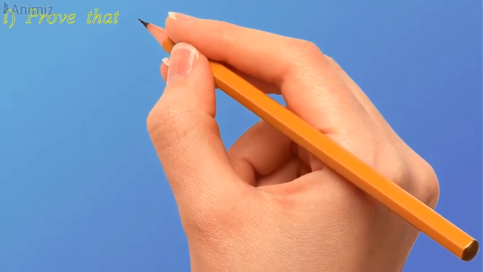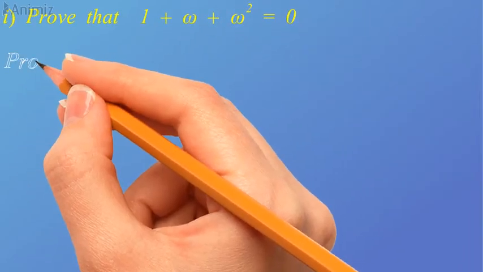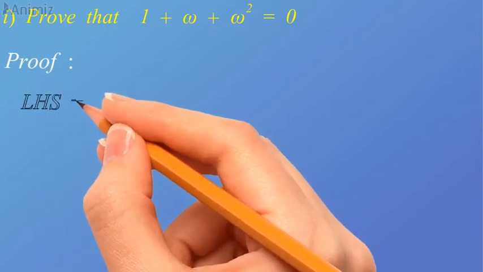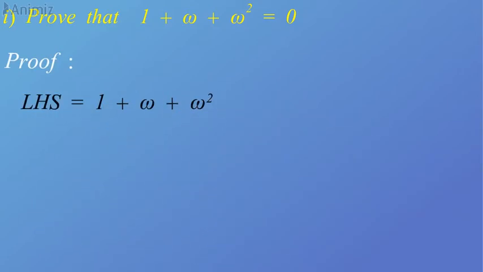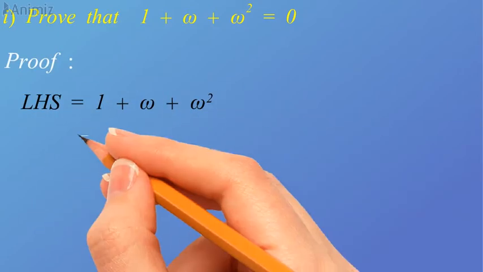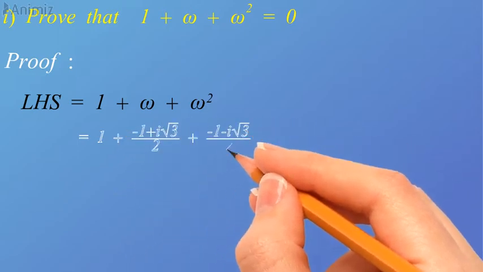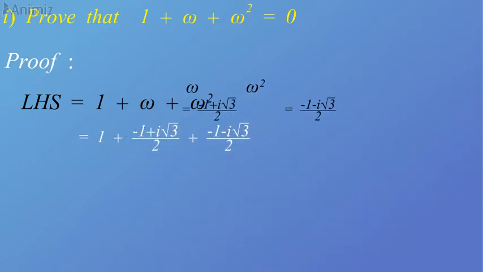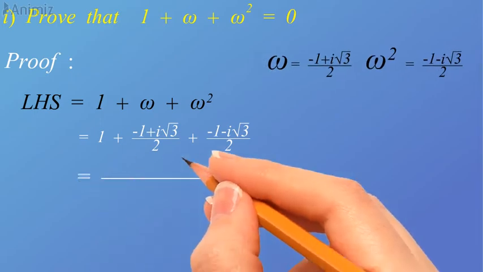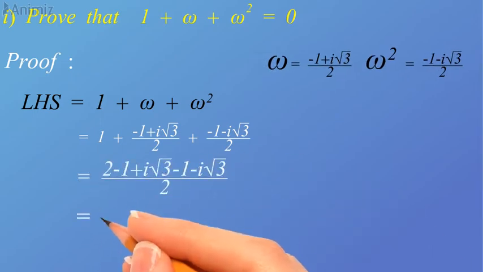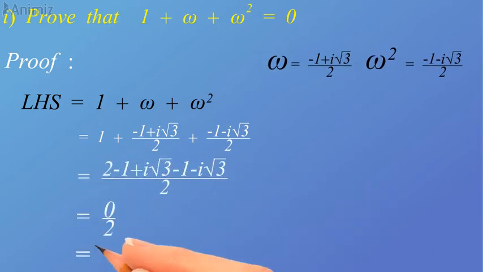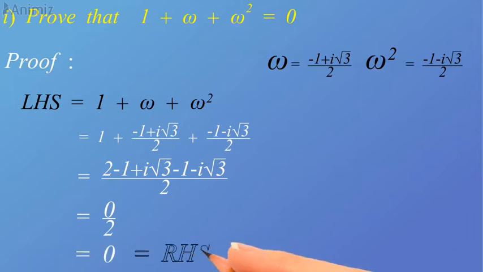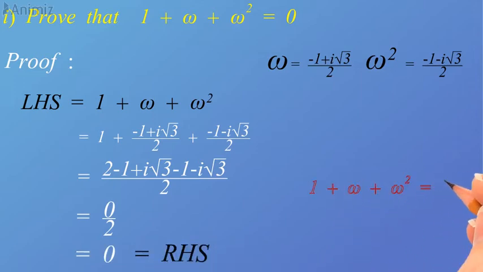Number 1. The sum of cube roots of unity is 0. Let us come to the proof. On the left hand side we have 1 plus omega plus omega square. Putting the values of omega and omega square, we have the next step. Further, by simple arithmetic rules we get the result, which is 0. It is equal to the right hand side. Hence, we proved that the sum of the cube roots of unity is 0.